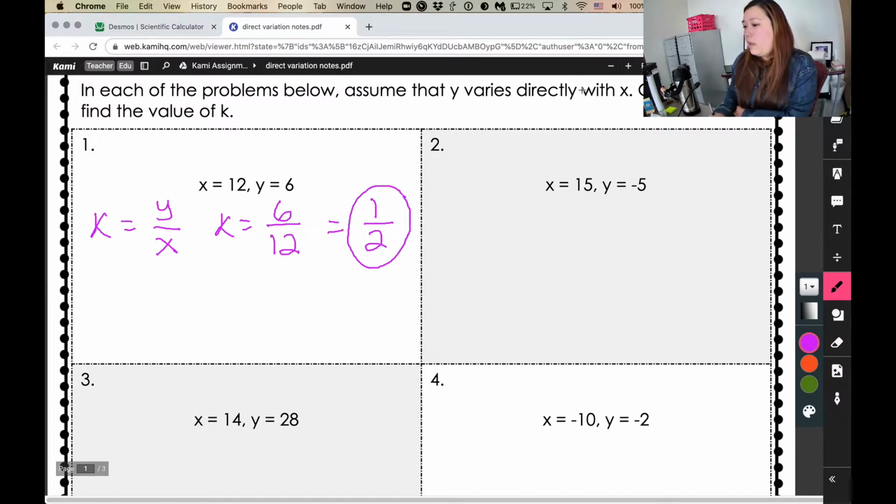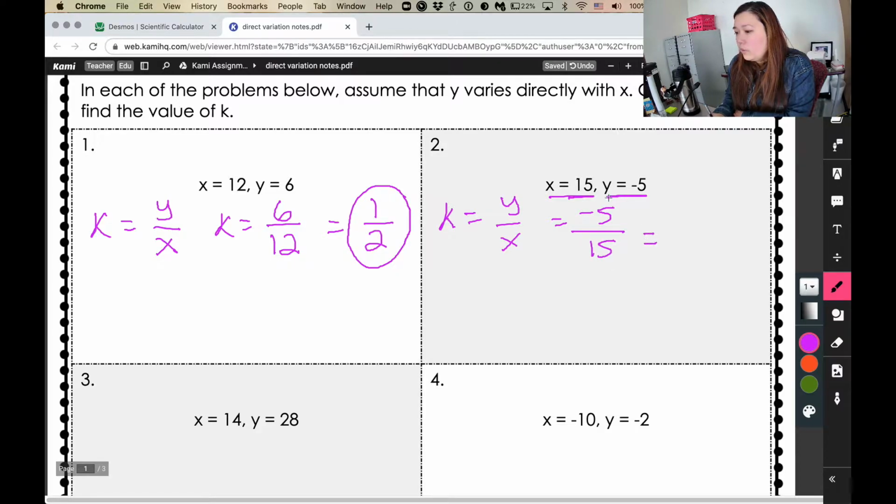So now let's look at number 2. We're going to do the exact same thing. So maybe if you want to pause here and try it on your own really quick, you could. K equals y over x. So that's going to be, our y is -5, and our x is 15. So when we reduce this, we can divide the top and the bottom by 5, and we get -1/3.